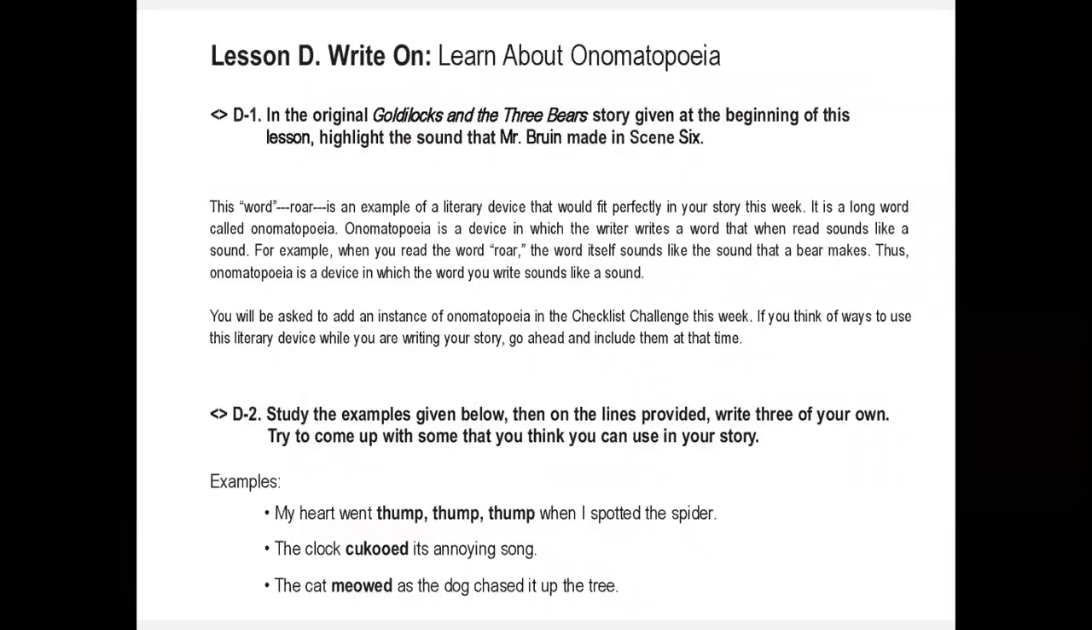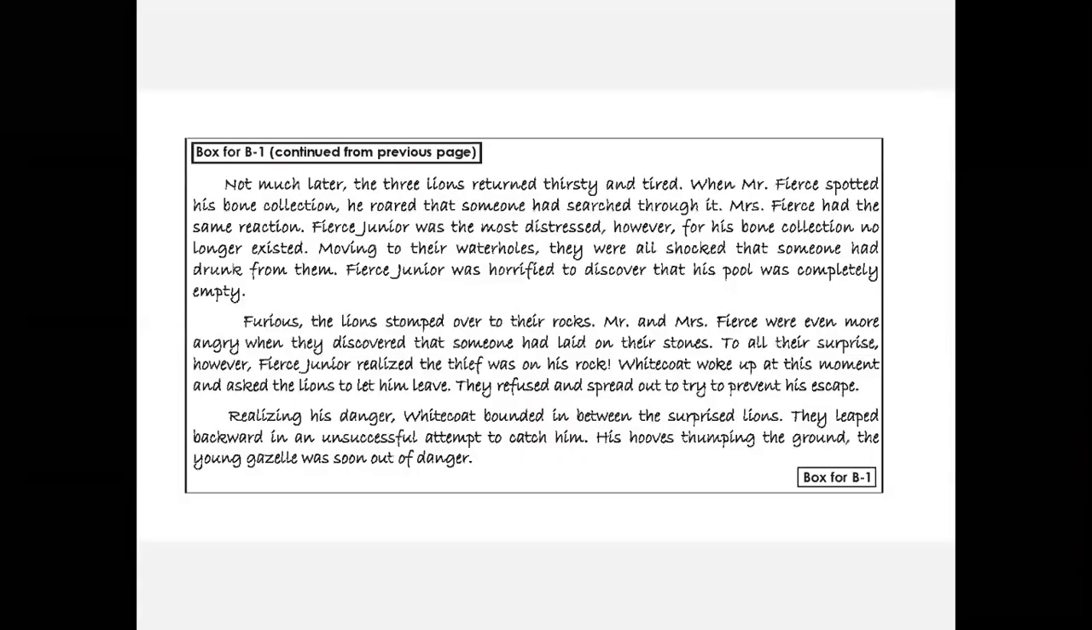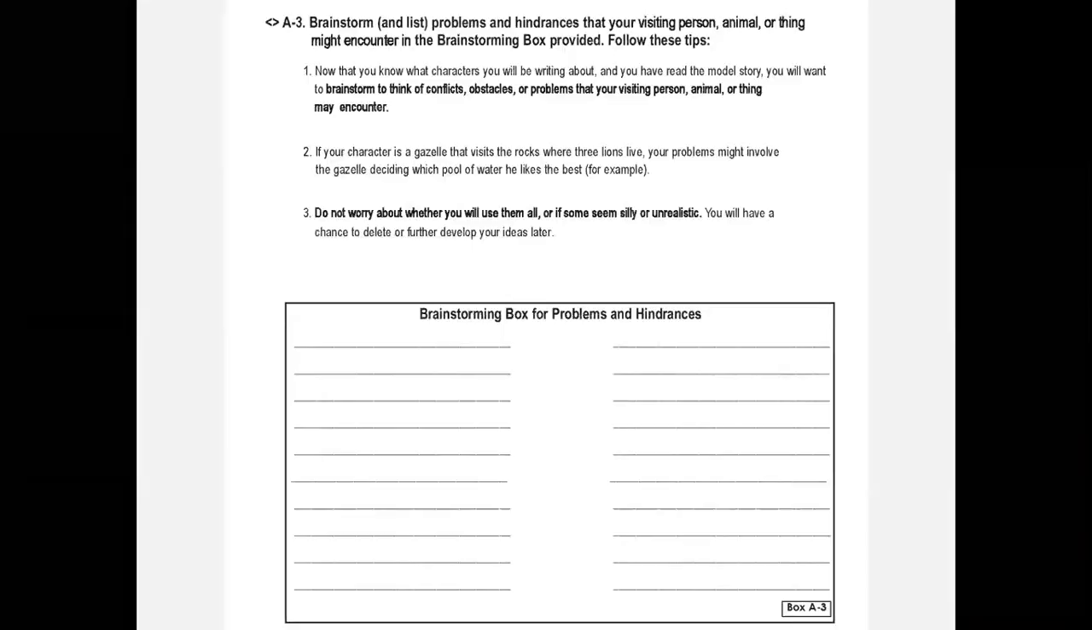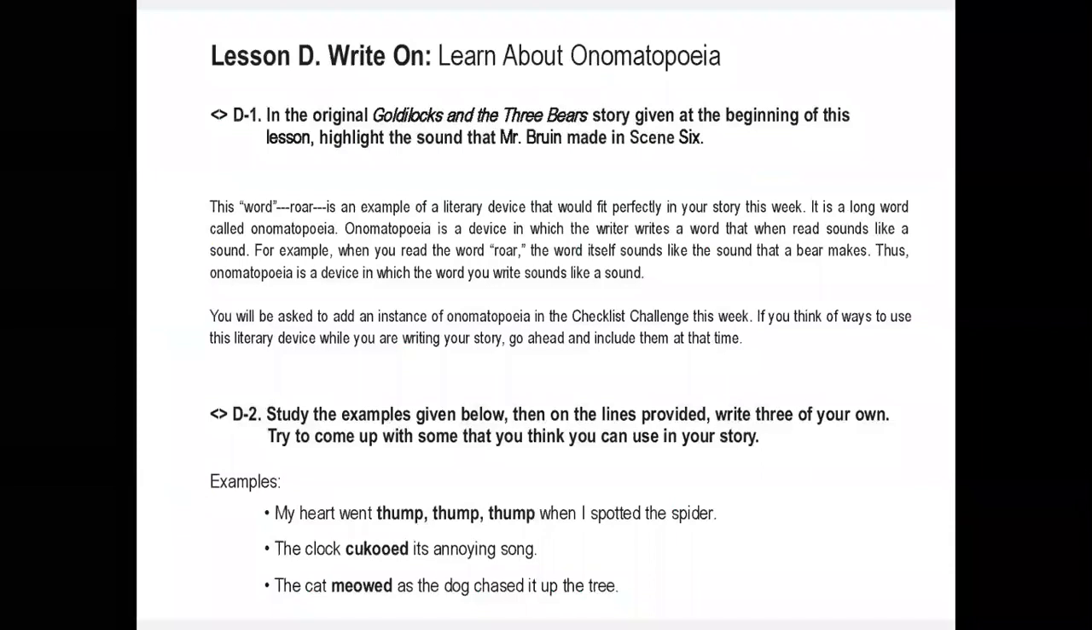All right, and then we have an onomatopoeia lesson. I don't have that whole thing here, because this was getting very long already, but lesson D is write on, learn about onomatopoeia. Again, whatever they are asked to do. So this kind of goes back to that overview box. In the overview box, that tells the student they're not going to have quotes. They are going to have 5 to 10 paragraphs, so many sentences and so forth. And they're also going to learn onomatopoeia. They're not required to use quotes. So I do not have a quote lesson in this.